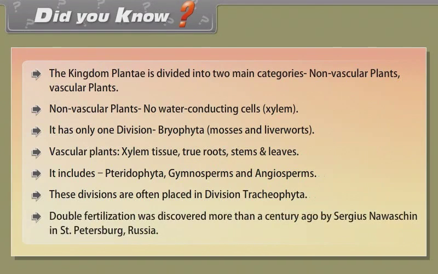Double fertilization was discovered more than a century ago by Sergius Navashin in St. Petersburg, Russia.